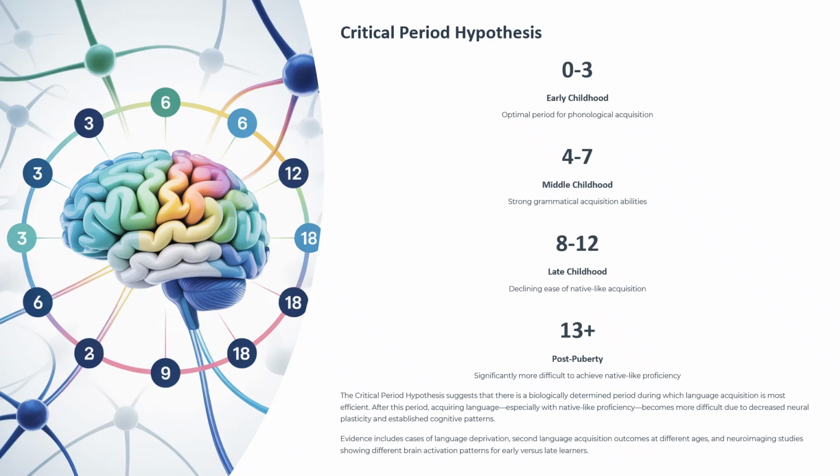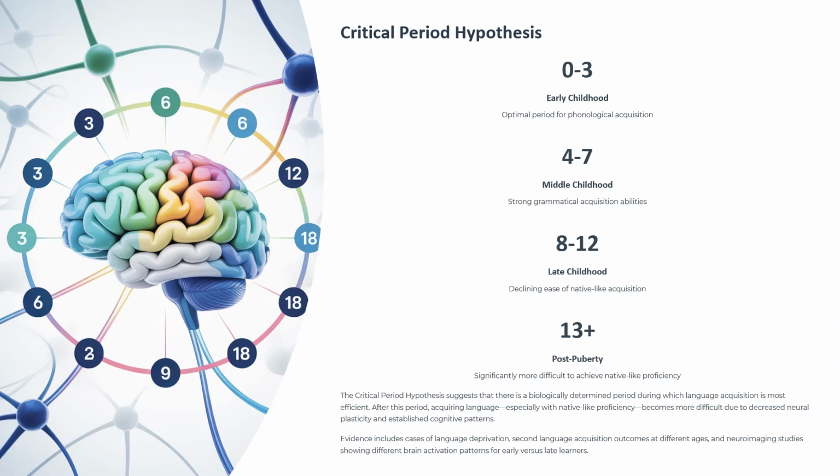Critical period hypothesis. From 0 to 3, early childhood, is the optimal period for phonological acquisition. 4 to 7, middle childhood, brings strong grammatical acquisition abilities. 8 to 12, late childhood, shows declining ease of native-like acquisition. 13 plus, post-puberty, it is significantly more difficult to achieve native-like proficiency.